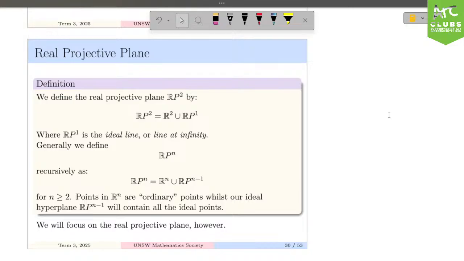We can then generalize this definition recursively, and we have RPn is equal to Rn combined with some sort of abstract projective space. So for instance, for RP3, the ideal area is basically a plane. Fortunately, in this course, we only have to care about RP2 because everything gets even more cooked when we increase to higher dimensions.